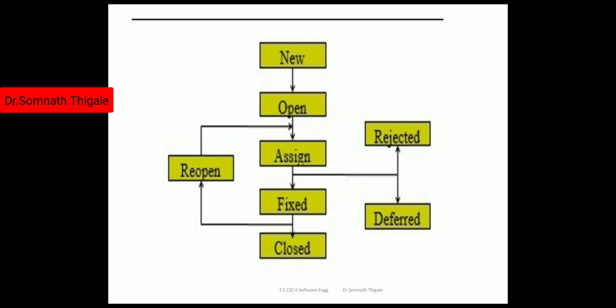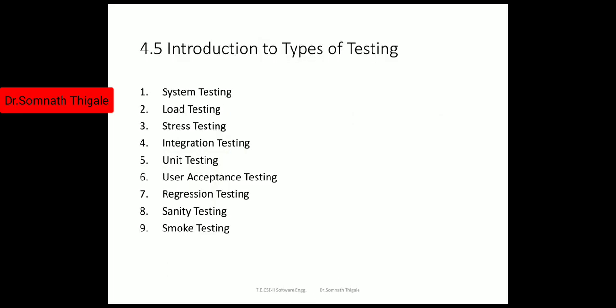I have represented it in one more simple form: new, open, assign, fixed, close, reopen, deferred or rejected. If it is not at all a defect, it should be rejected straight away by the developer team. So this is your bug life cycle. Simply remember the diagram, the previous one or this one, as per your convenience.